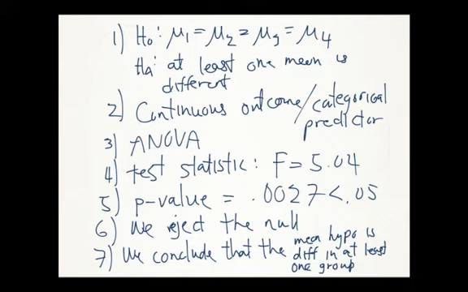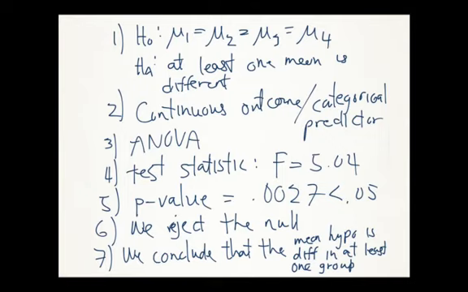Okay, so hopefully you don't feel satisfied by this conclusion. Our conclusion is that the mean hypo is different in at least one group. And so any sort of investigator would say, well, in which group is it different, right? That would be the next step. So we're going to get to that, so don't worry.